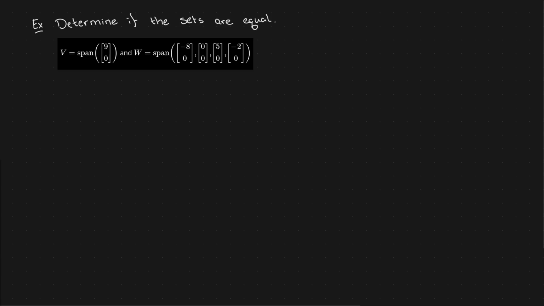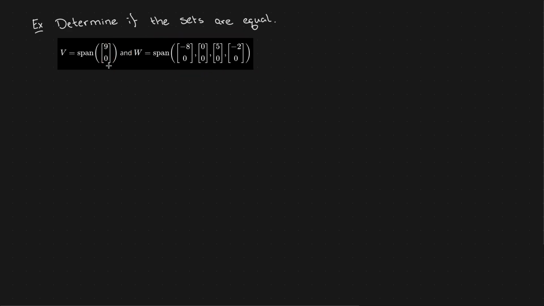So let's take a look at some examples. We just want to determine if two sets are equal. Two spanning sets of vectors are equal. Okay? Now, we just saw how we could do this: we could check if each vector in each spanning set is in the other spanning set.